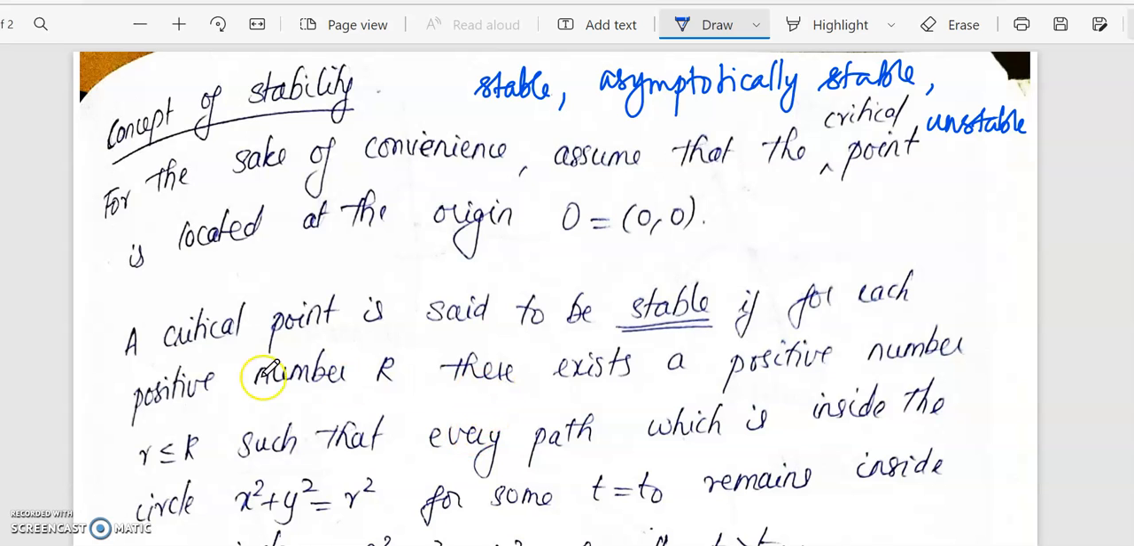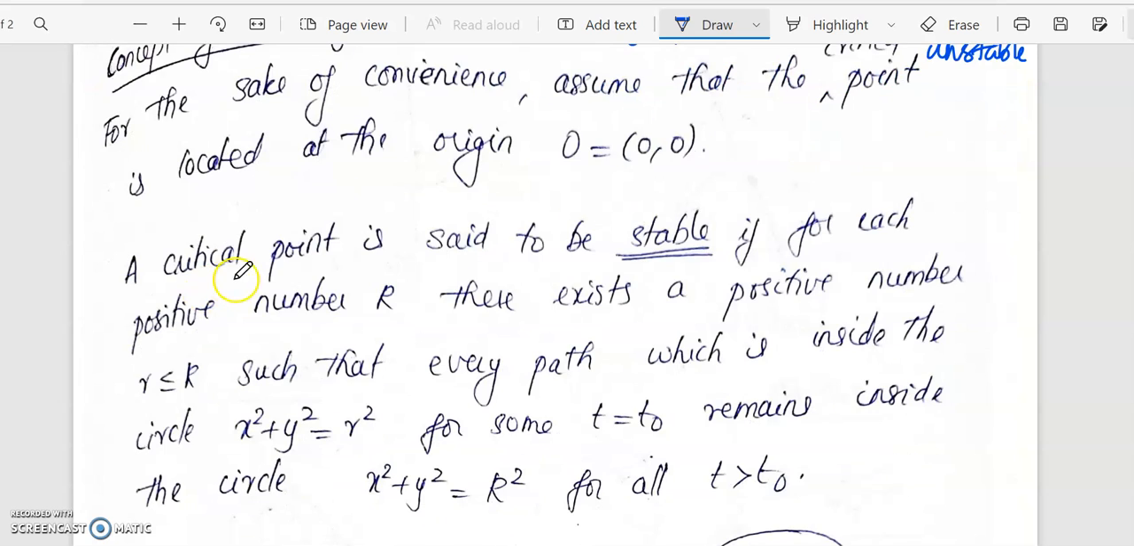For our definition, we will be assuming that the critical point is located at the origin, which is the point 0, 0. Let us look at the definition of a stable critical point. The point is said to be stable if for each positive number R, there exists a positive number small r less than or equal to capital R, such that every path which is inside the circle x square plus y square equal to r square for some t equal to t naught remains inside the circle x square plus y square equal to R square for all t greater than t naught.